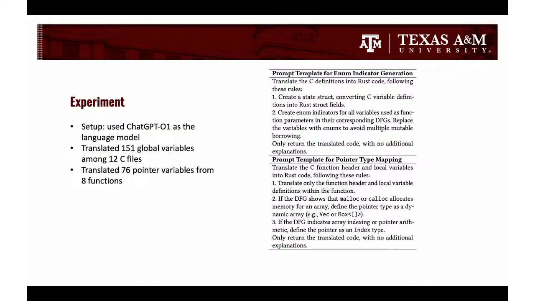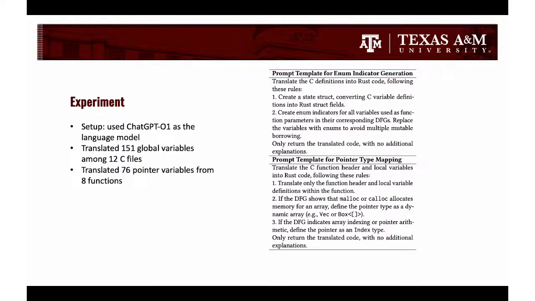So for global variables, we first ask the LLM to create a state struct, and then we ask the LLM to create enum indicators for all the variables that have been used as function parameters in its corresponding data flow graph. And for pointer variables, we ask the LLM to translate the function header and local variable definitions within the function.